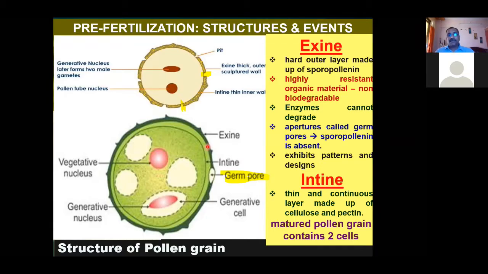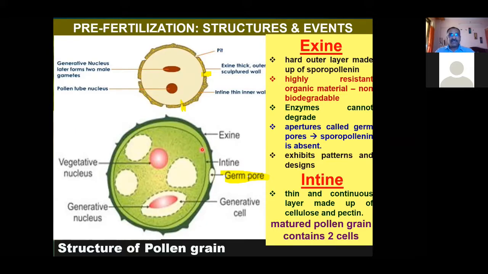Okay, so the intine is thin in nature. The diagram itself shows that this is thin compared to the exine. Why is the exine thick? That is because of the hard sporopollenin. But that sporopollenin is not there in the intine, but in that place, what is there? You can see the cellulose and the pectin over them, and therefore it is very thin in nature.